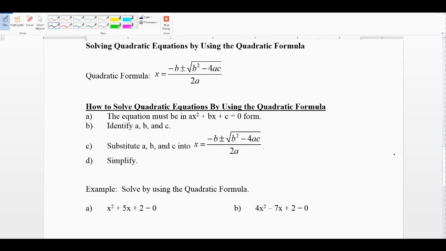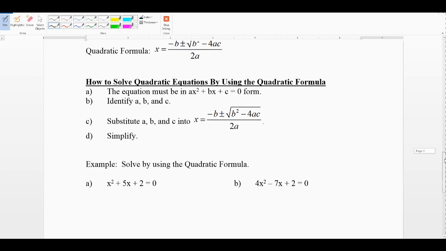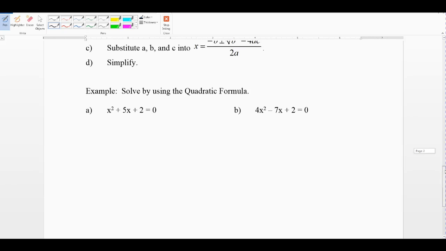Now, we can also use the quadratic formula, and this is just a standard formula. It never changes. A, B, and C are, when you have to put it in correct form, ax squared plus bx plus c equals 0 form, no matter what. A is the number in front of the x squared, B is in front of the x, and C is the constant. So, let's solve these by using the quadratic formula.